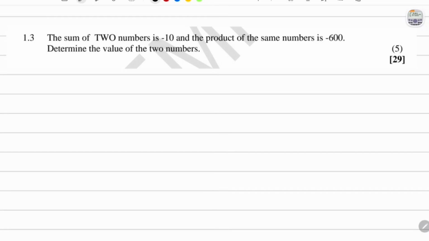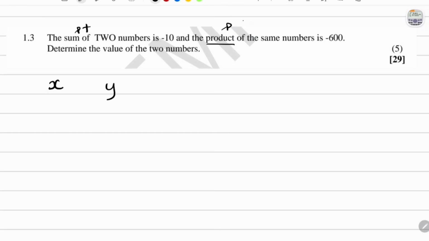Okay, they called it two numbers. They didn't give it a value. So what we can do is assign a letter to it. Our two numbers, the first number can be x and the second number can be y. So they said the sum of two numbers is negative 10. When you hear the word sum in maths, sum means to add. Okay, so we're adding there. And then they said the product of those two numbers is negative 600.